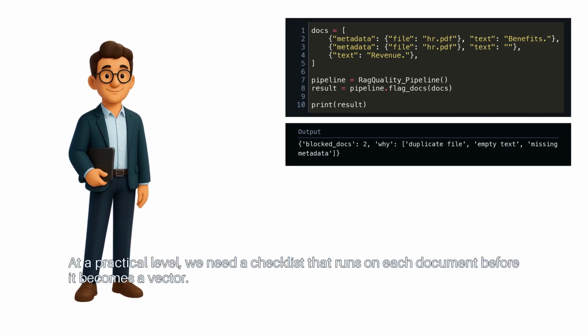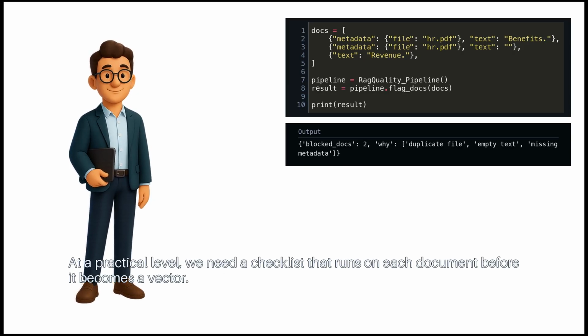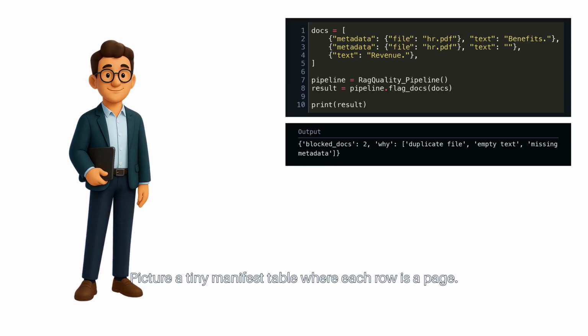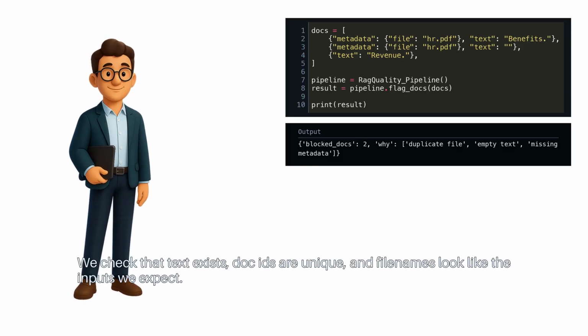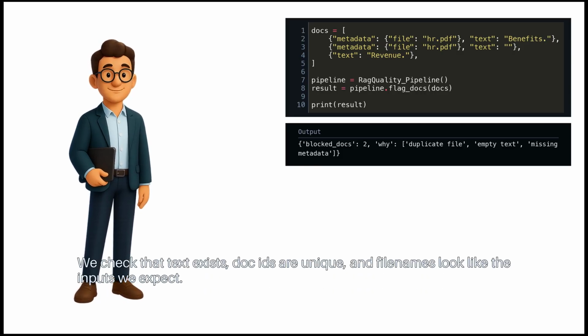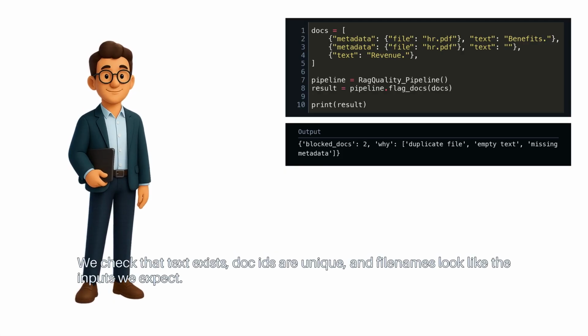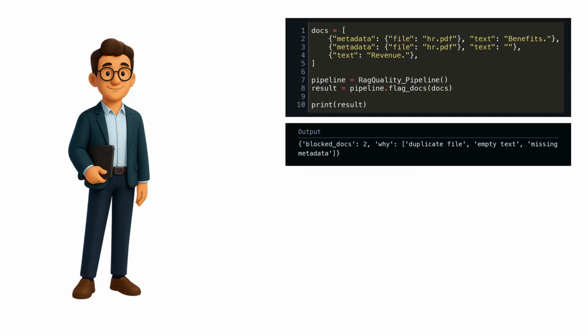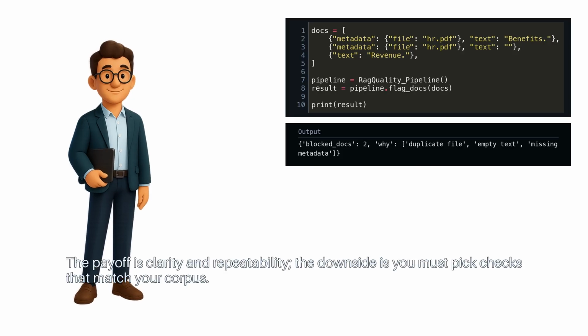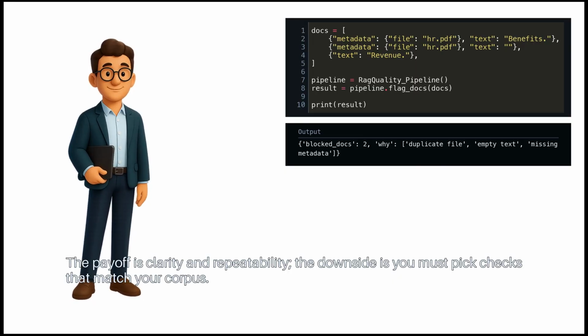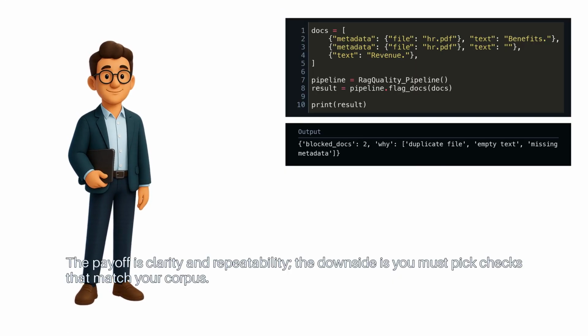At a practical level, we need a checklist that runs on each document before it becomes a vector. Picture a tiny manifest table where each row is a page. We check that text exists, doc IDs are unique, and file names look like the inputs we expect. The payoff is clarity and repeatability. The downside is you must pick checks that match your corpus.